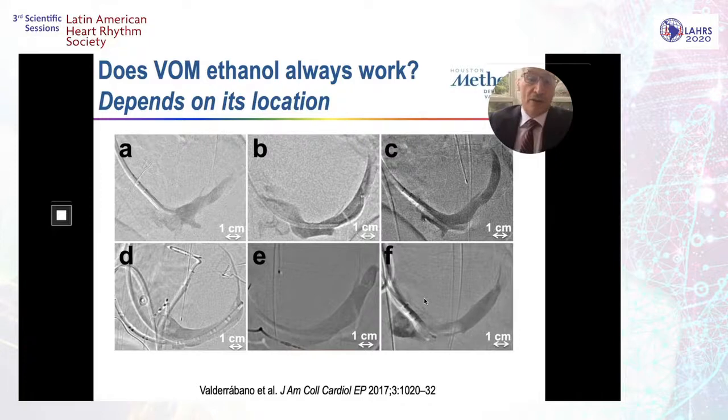And it also depends on the locations. There's a huge variation in the location. There are cases where the vein of Marshall is very close to the CS ostium, like in the top examples, and there are cases where the vein of Marshall is very far from the CS ostium. If we are to be anatomically correct, the vein of Marshall is one that takes off ostial to the valve of Vieussens. If you see a vein of Marshall more distal, that's probably not a vein of Marshall, it's probably an atrial vein, could be an appendage vein or others.